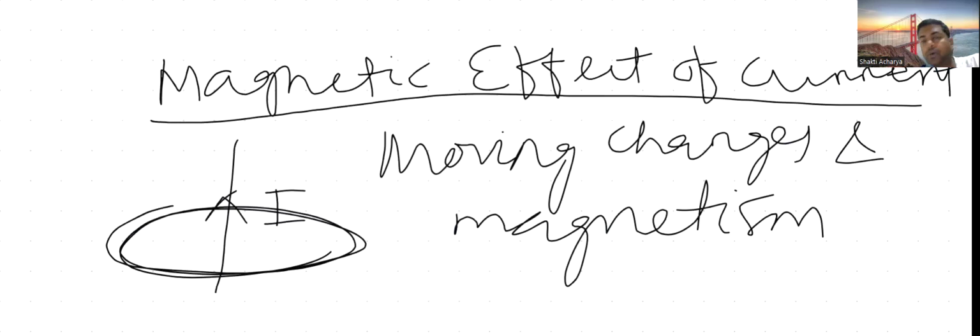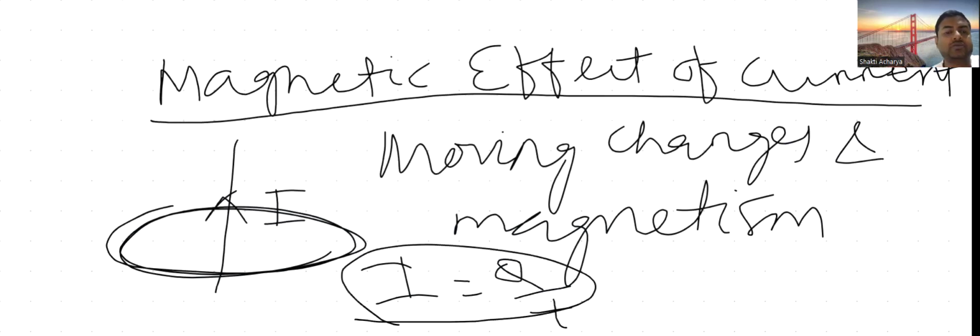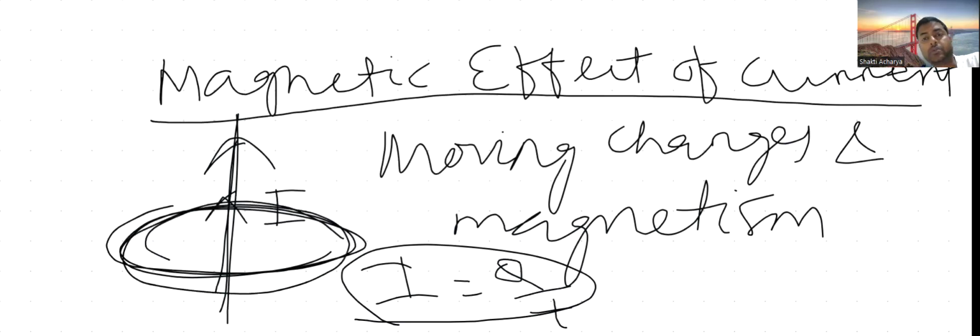But here, what we are saying, if a charge is moving through a circuit, or charge is moving means a current is flowing, because basically I is equal to Q by T. Flow of charge with respect to time or rate of flow of charge is called current. So when a current is moving or charge is moving in a conductor or in a wire, a magnetic field will be created. This idea was given by Oersted.